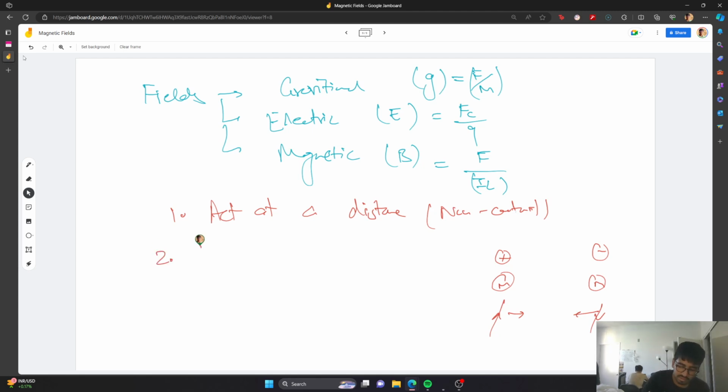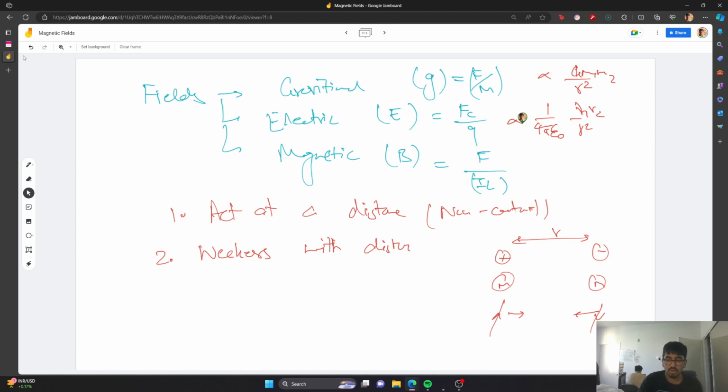The second key idea is they get weaker with distance. If you increase this distance, these forces, if you remember, gravitation has a proportionality of 1 by r square, G m1 m2 by r square. The electric force also has 1 by r square, like 1 by 4 pi epsilon naught q1 q2 by r square. So all of these drop off as you increase the distance.